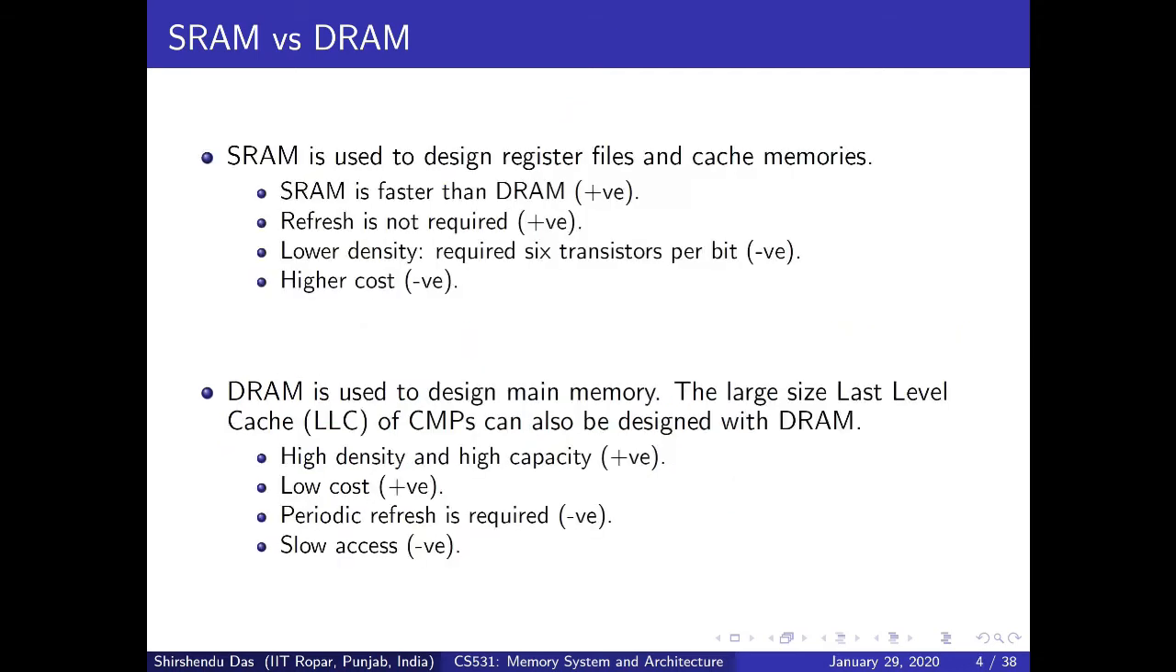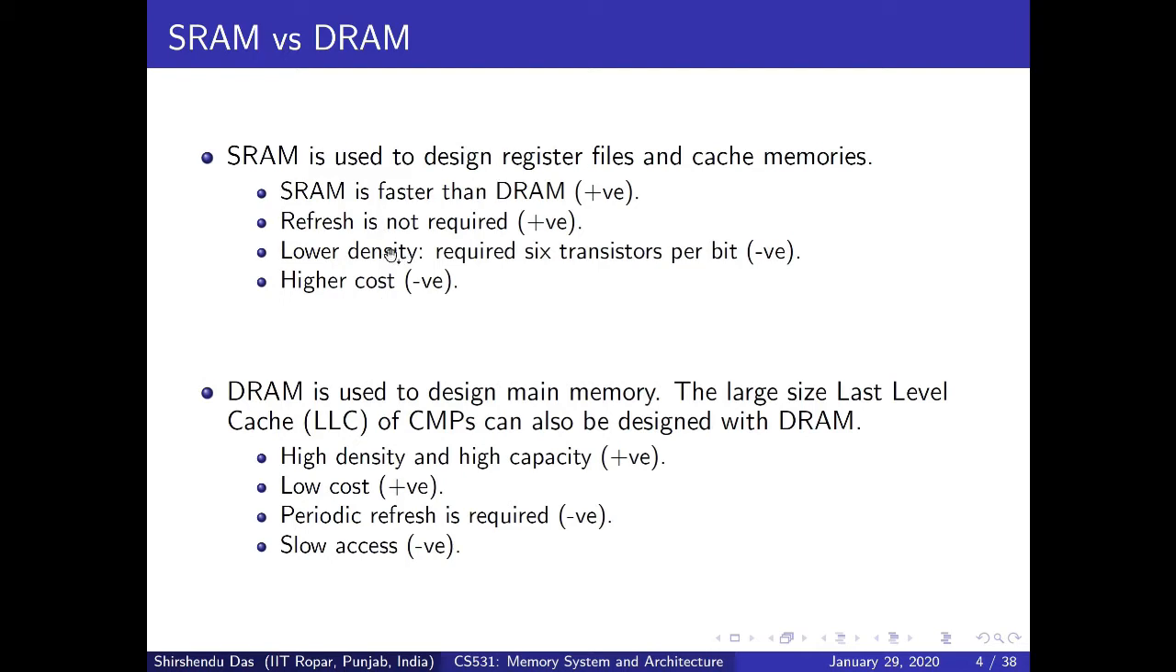Now let's move to this slide and try to understand the other advantages and disadvantages of SRAM. I think most of these points I already explained in the previous slide. Positive means advantage. SRAM is faster than DRAM. Obviously, I already explained, so that's a positive, an advantage for SRAM. Refresh is not required. Again, it's an advantage for SRAM. Lower density requires 6 transistors per bit. That's why this is a disadvantage, because, as I explained, SRAM has a lot of area overhead and higher cost, or we can say this last point is higher manufacturing cost. So again, it's a disadvantage for SRAM.